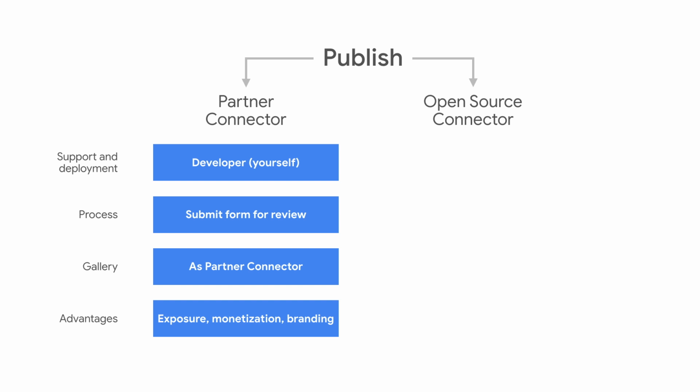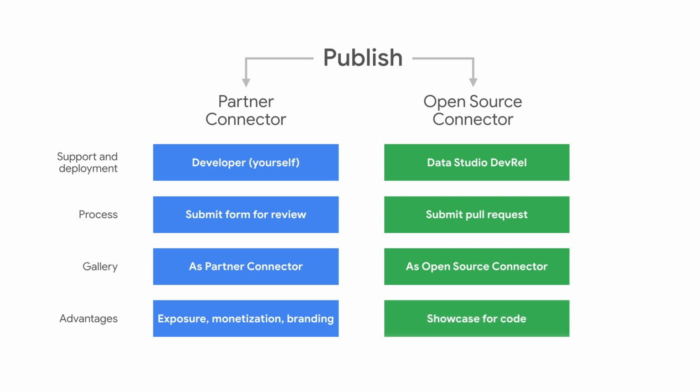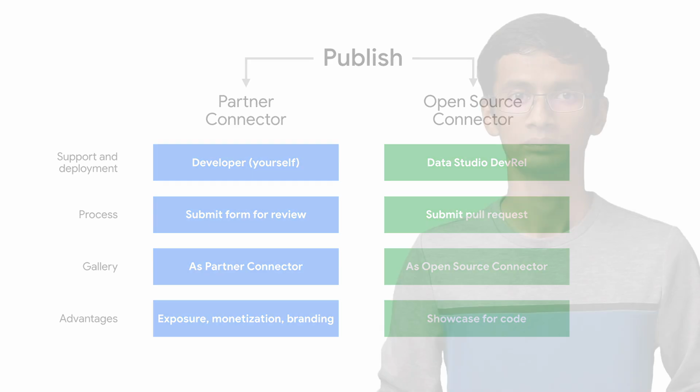Publishing in this way helps you and your organization to get more exposure, add your own branding, and also monetize your connector. On the other hand, you can publish as an open source connector. In that case, the connector is deployed by the Data Studio DevRel team and supported by the community. You can start the process by submitting a pull request to our repository, link is in the description. Once the pull request is approved, your connector will be showcased in the gallery as an open source connector. This is a great way for you to showcase your code.